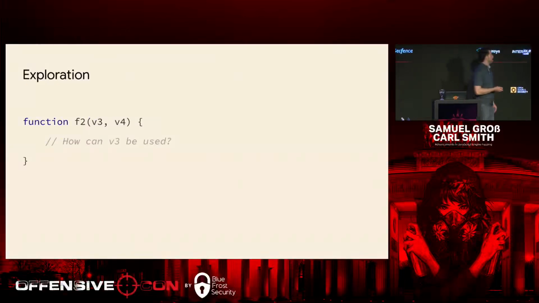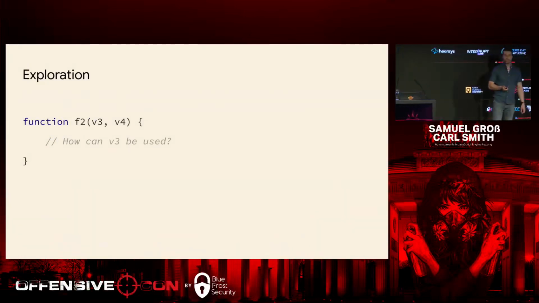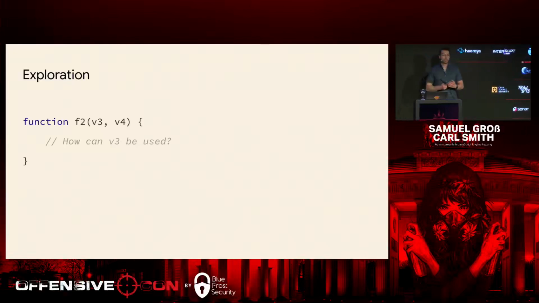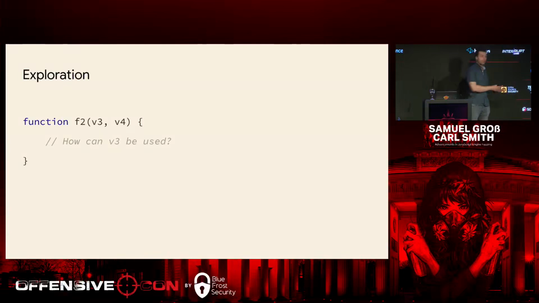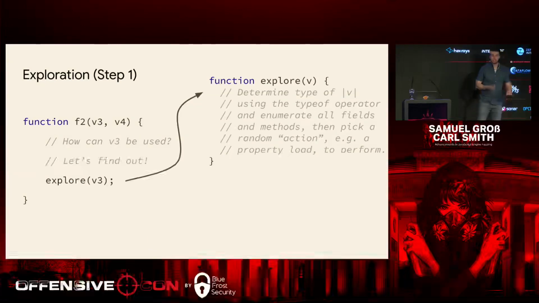We have a second one of these, what we call runtime-assisted mutators. This one is called exploration. It wants to answer a slightly different question, which is: given a variable that we don't know what it is, what can we do with that? So maybe in this case you have function parameters. This function is being called by internal code. You don't know what v3 is, but you want to use it.